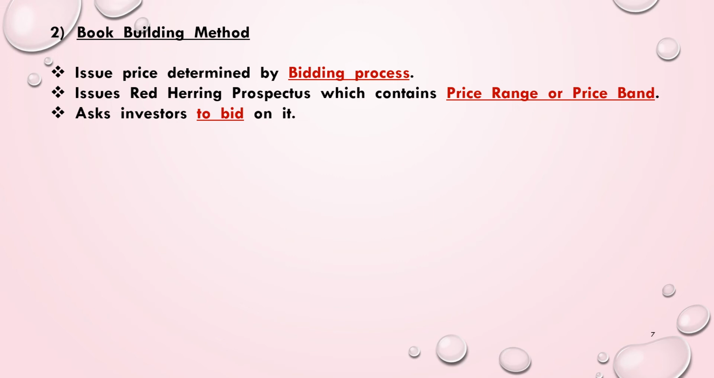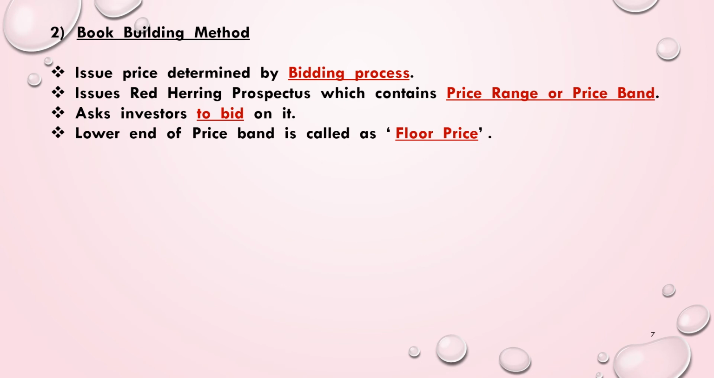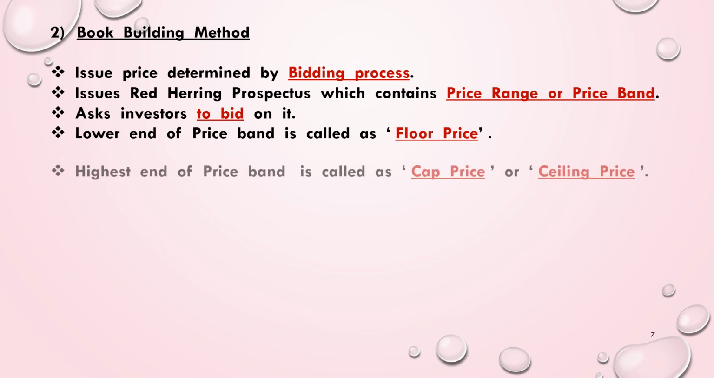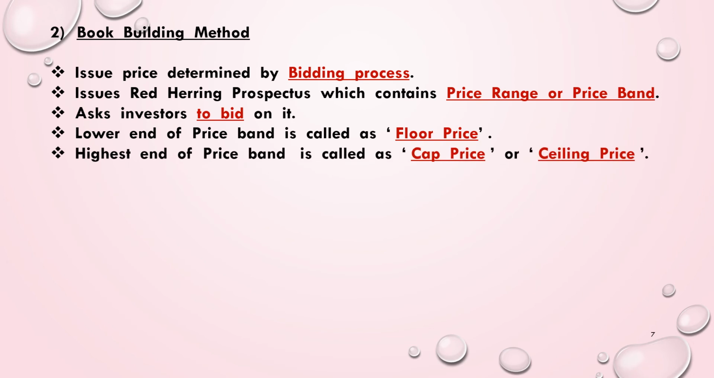Now, what is the meaning of the term bid? The term bid refers to the price at which an investor is willing to buy the shares. Besides this, the bid price also indicates the quantity which he or she will be purchasing for that proposed price. The lower end of the price band is called the floor price, whereas the highest level of the price band is called the cap price or ceiling price. This process of bidding is kept open for the investors for 5 days.